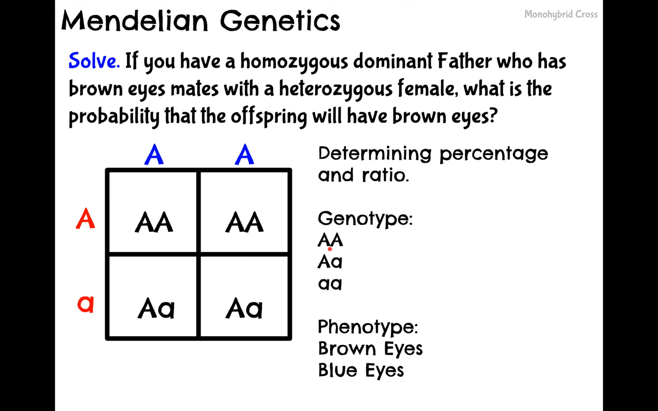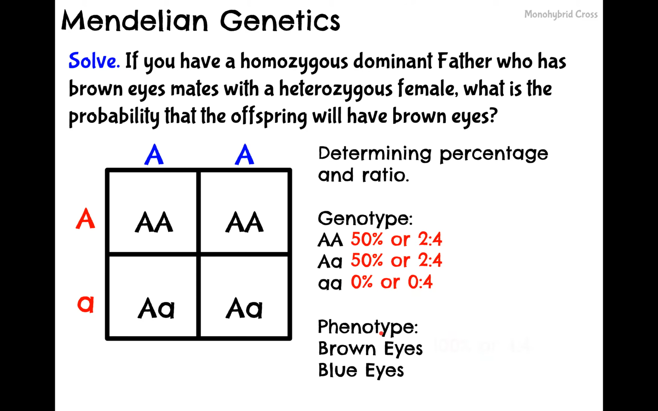So how many are homozygous dominant? I would have 50% or 2 out of 4. Heterozygous, I would have 50% or 2 out of 4. And homozygous recessive, I would have 0% or 0 out of 4. So those are my genotype percentages and ratios.